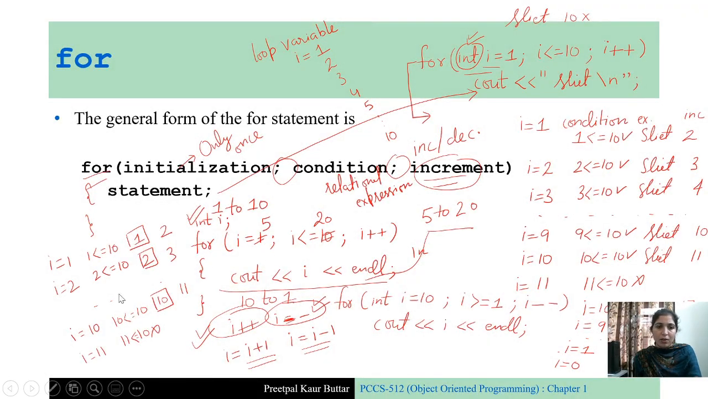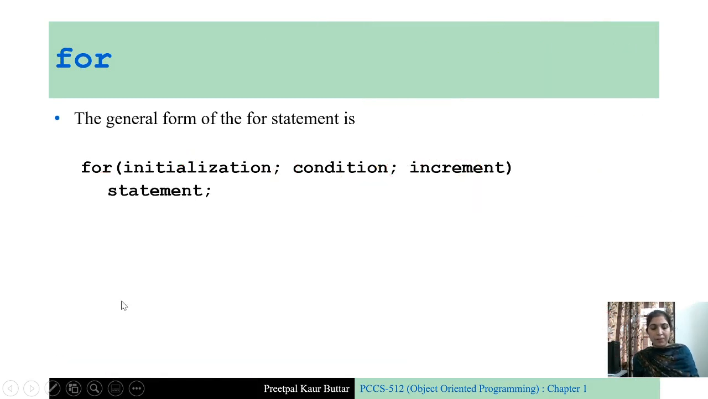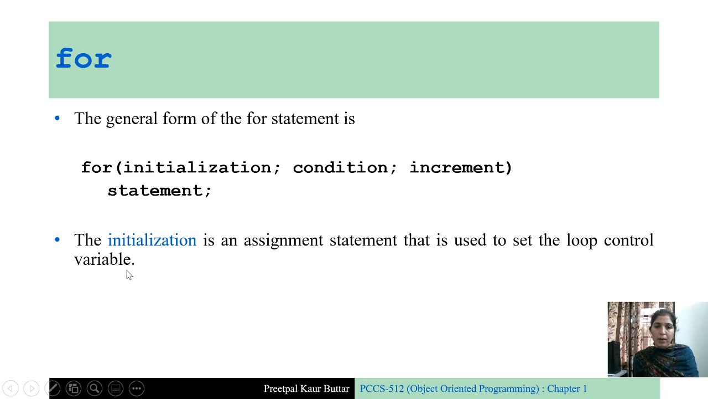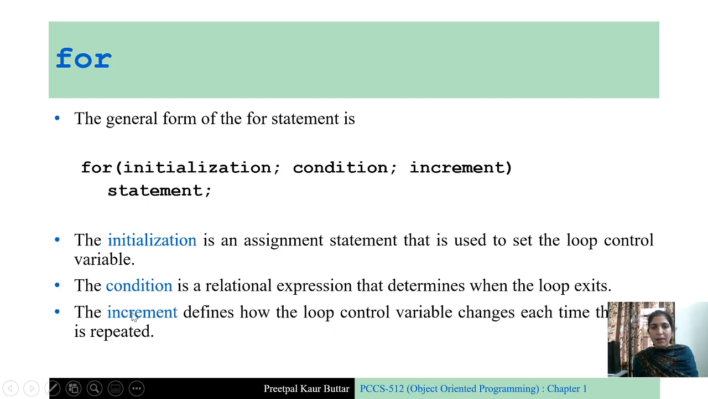Now let me clear all this stuff on the screen. As I have already explained to you, the initialization is an assignment statement that is used to set the loop control variable. The condition is a relational expression that determines when the loop will stop. The increment or decrement defines how the loop control variable changes each time the loop is repeated.